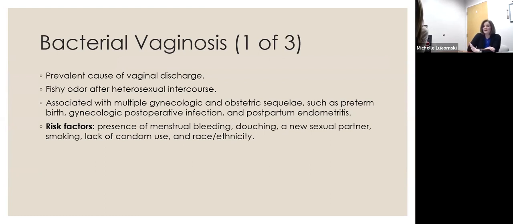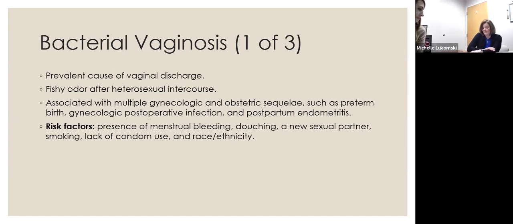Just her period can throw off that pH, putting her at risk for a bacterial vaginosis. But certainly once a woman becomes sexually active, she is at more risk of developing bacterial vaginosis just from having intercourse, because of the changes in the pH.